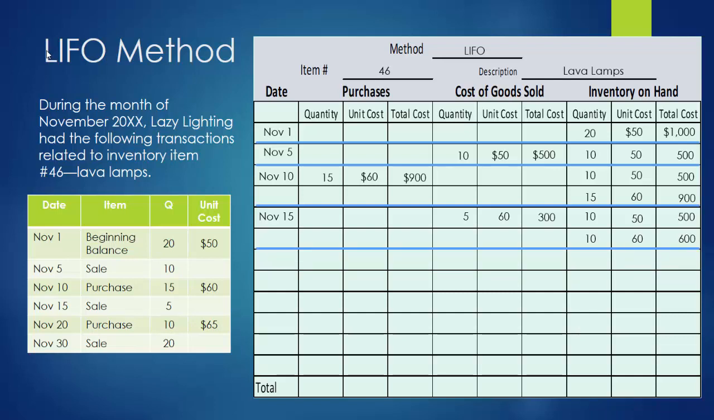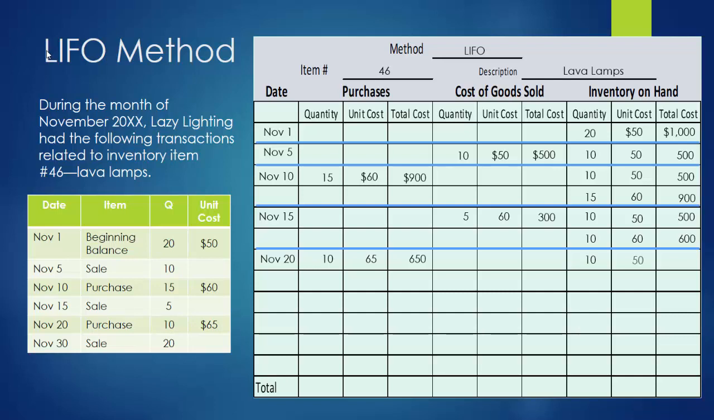Let's put that there. On November 20th, we're going to make another purchase. We're buying 10 lava lamps. The unit cost of those lava lamps is $65, which means that our total cost of that purchase was $650. Let's bring down the inventory that we had first.